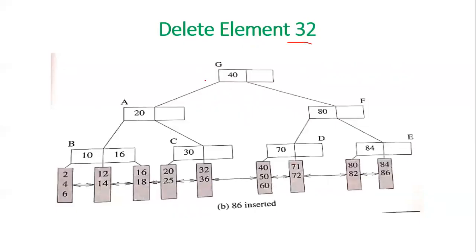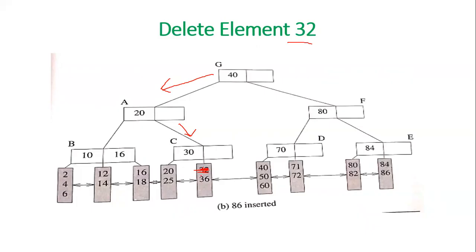32 is less than 40, take this path. 32 is greater than 20, take this path. 32 is greater than 30, so take this path. It should be here. Yes, it is here. Now, if you delete 32, this node becomes deficient.